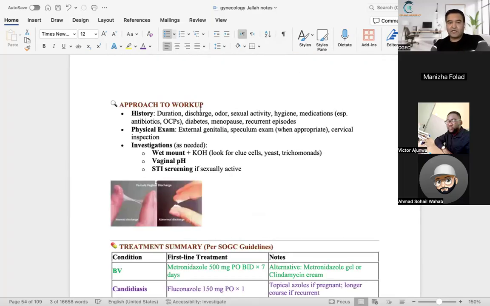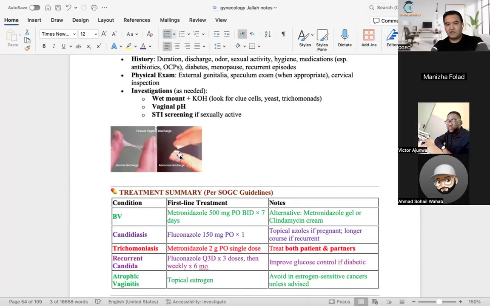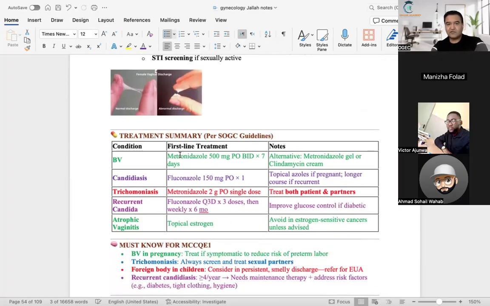Okay, approach to workup for vulvovaginitis. History: again, you have to do the OCD PQRST, and if the patient has discharge, that should be covered. Investigation, same thing: the wet mount, vaginal pH, and if you're suspecting a sexually transmitted disease, you can still do the NAAT.